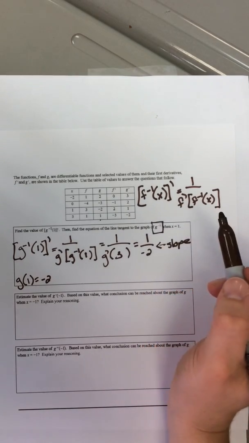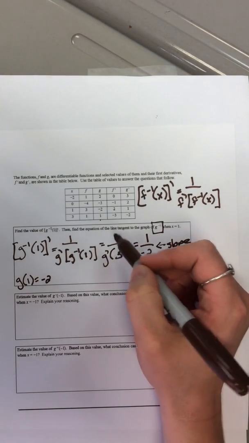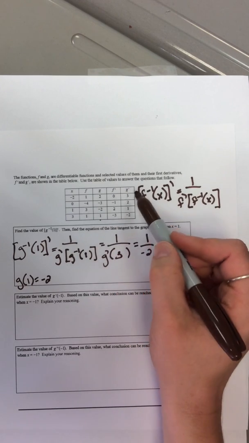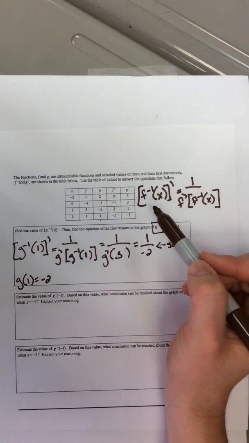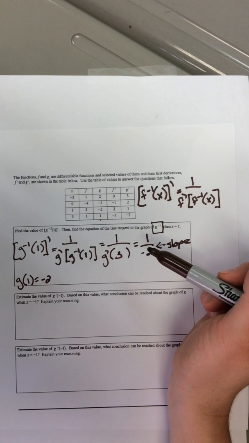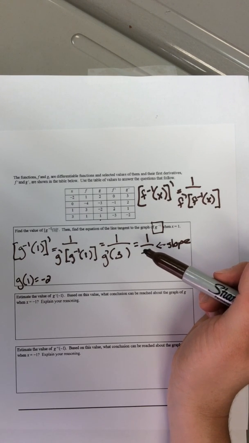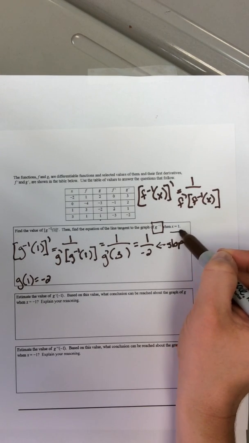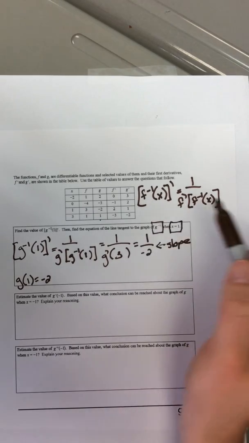Did I do that right? One second. G, where's G? I don't know why I picked this one. It says when x is 1. There we go. Oh, I see why.